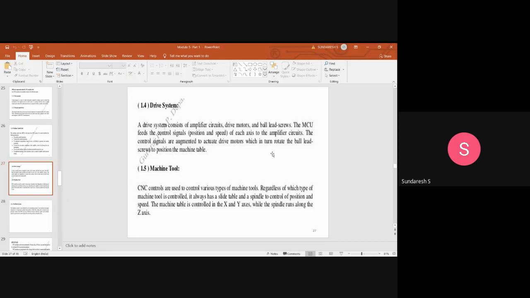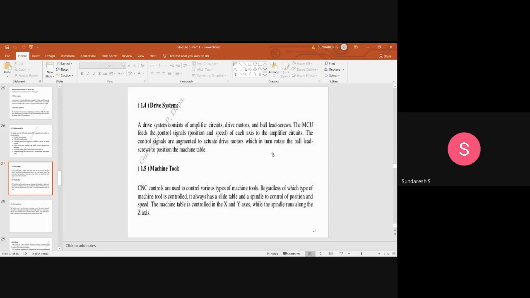So basically, there will be different types of machine tools we can talk about. It might be a lathe, or it might be a milling machine, or it might be a drilling or a grinding, whatever it might be. So we have a machine control unit. These machine control units will control the different machine tools. So whatever type of machine tool you are using, generally these machine tools will be controlled with a slide table and a spindle. So this is controlled in respect of positioning and the speed.